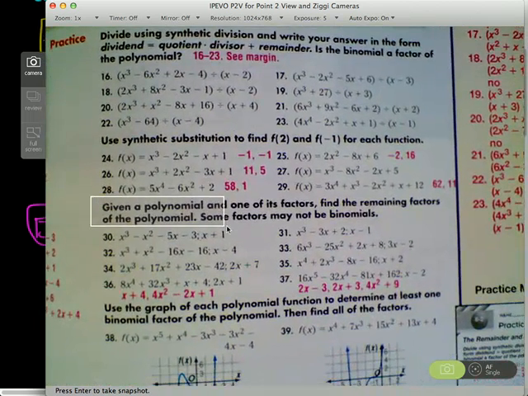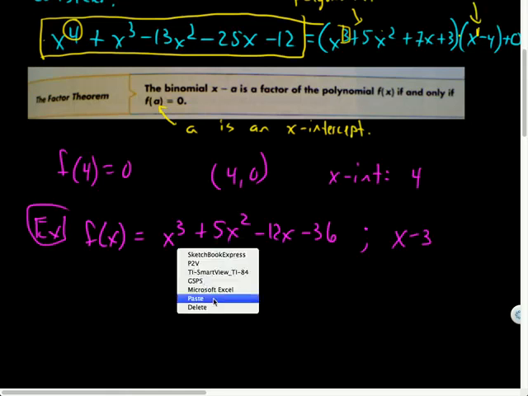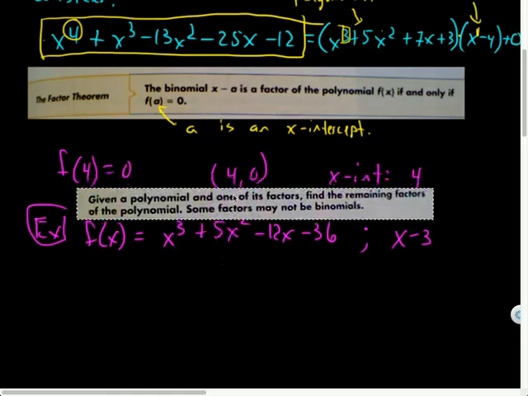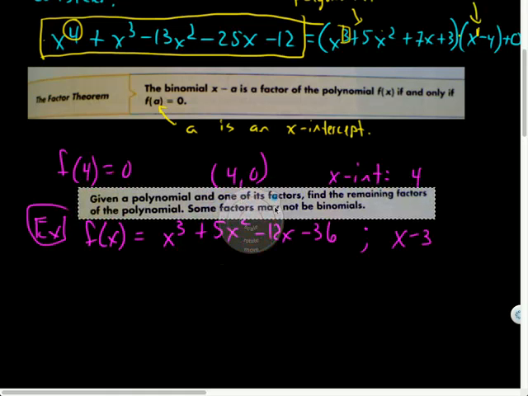So yeah, given a polynomial and one of its factors, find the remaining factors of the polynomial. Yeah, I'll just throw that right there. Right, so I've got a polynomial, I've got one of its factors, and now I want to find the remaining factors, okay? So in order to do that, if I know this is a factor, what sort of remainder do I expect to get if I divide that into the bigger one? 0. I'm expecting to get 0, right? I was just told that this was a factor, so I know that the remainder is going to be 0.